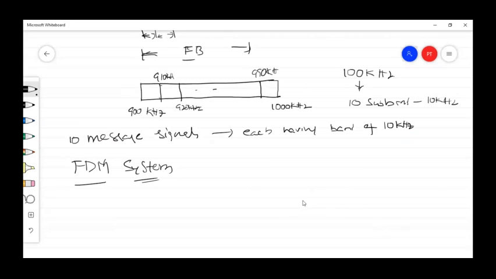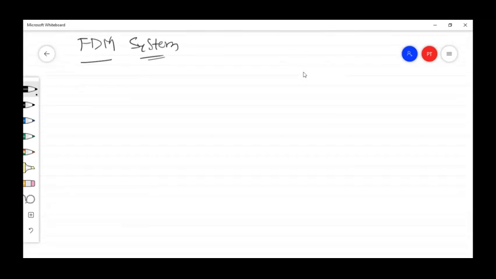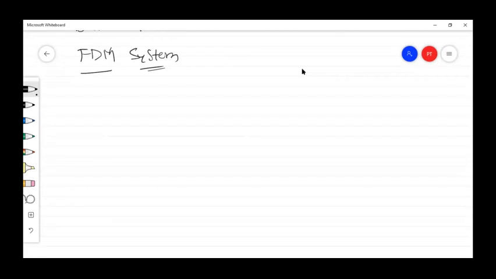So this is about a FDM system. Now we talk about TDM system. TDM, time division multiplexer system.